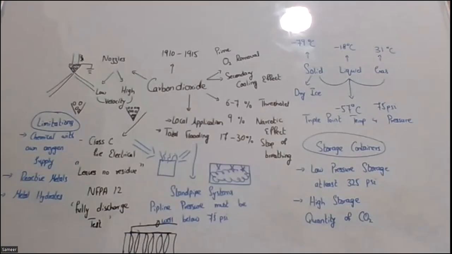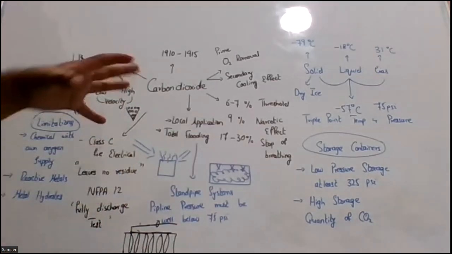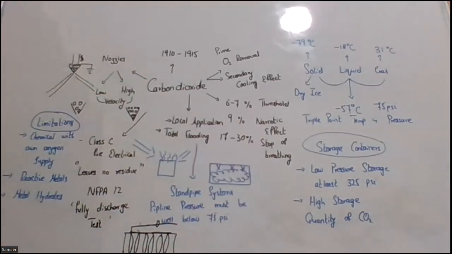That is why when a new system is installed, a full discharge test should be done. It means that all cylinders should be completely discharged to see the concentration of carbon dioxide as well as the holding time of the gas. The higher the concentration of the gas, the more holding time, because air dilution will always be there. Whenever carbon dioxide comes out and you have atmospheric oxygen and nitrogen available, what will happen? It will dilute the concentration of carbon dioxide.